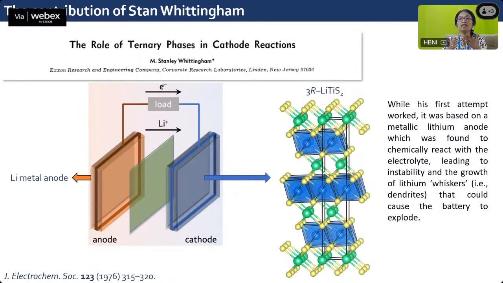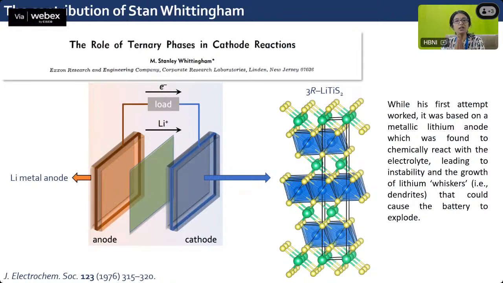But the problem was that it was reacting with the electrolyte, and it was leading to instability and growth of lithium whiskers. If there are whiskers, that is the dendrite. What is happening? It is perforating through the separator. It is going and touching your cathode, and the moment it does that, basically there is a short circuit and the battery was exploding. So that was the problem.